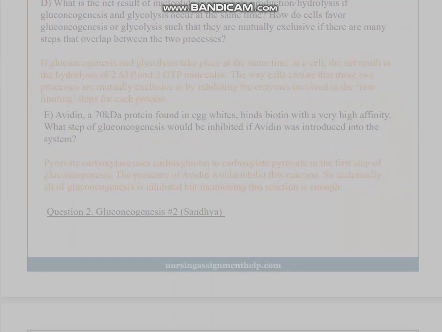D. What is the net result of nucleotide triphosphate production/hydrolysis if gluconeogenesis and glycolysis occur at the same time? How do cells favor gluconeogenesis or glycolysis such that they are mutually exclusive if there are many steps that overlap between the two processes? If gluconeogenesis and glycolysis take place at the same time in a cell, the net result is the hydrolysis of 2 ATP and 2 GTP molecules.